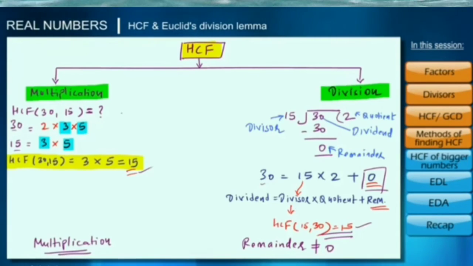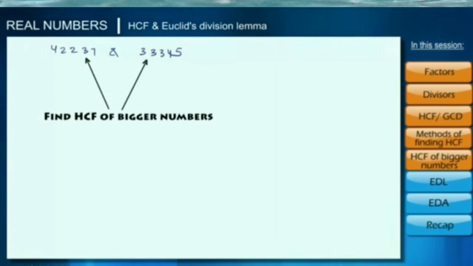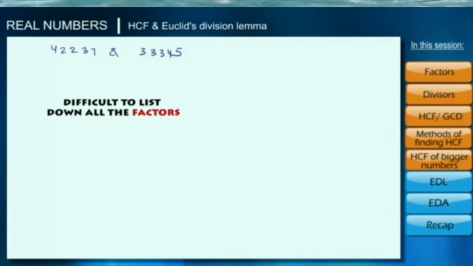Here we discussed how to find the HCF by the multiplication method and by the division method. Most probably people are used to the multiplication method. Now where to use the division method? The multiplication method is quite difficult when the numbers are large. For example, 42,237 and 33,345. For bigger numbers it is quite difficult to list out their factors. So for such large numbers, to find the HCF we use the division method.